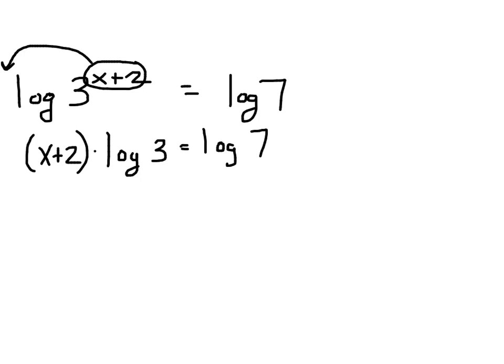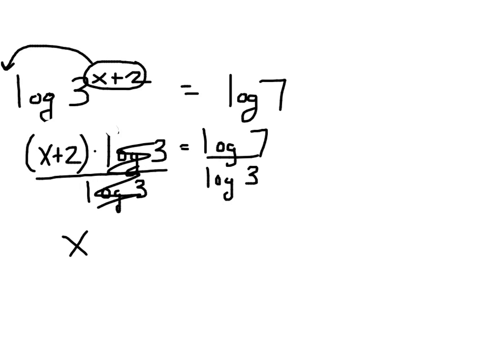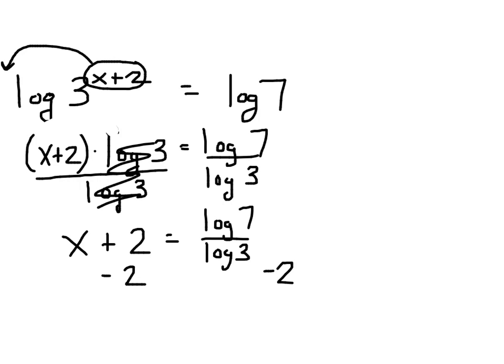Now what I'm going to suggest is that you do not distribute this out. It's going to make more work for you, and I don't think you want to do that if at all possible. So the first thing I would do: it says multiplication, so in order to get rid of multiply, we divide both sides. That cancels that out, leaving you x plus 2 equals log 7 divided by log 3. And then to get rid of adding, we subtract. So I end up with x equals the log of 7 divided by the log of 3, minus 2.